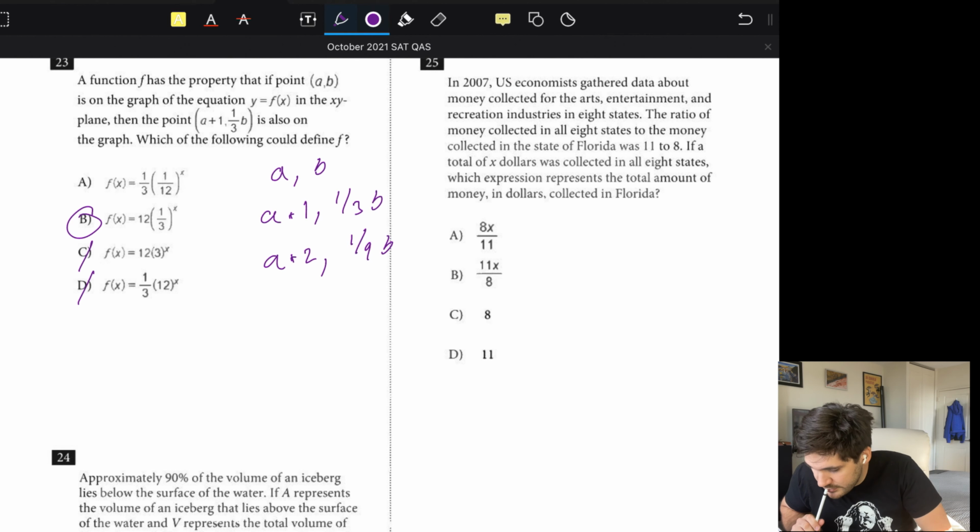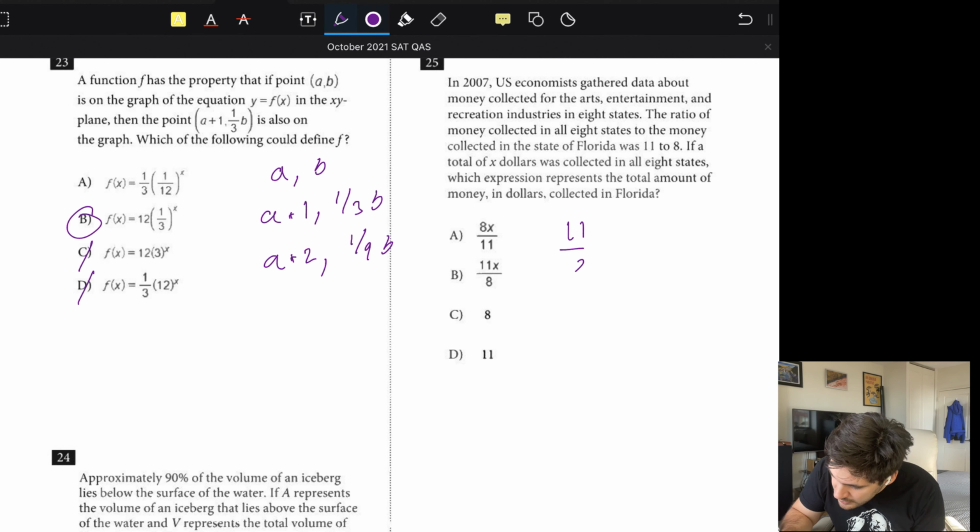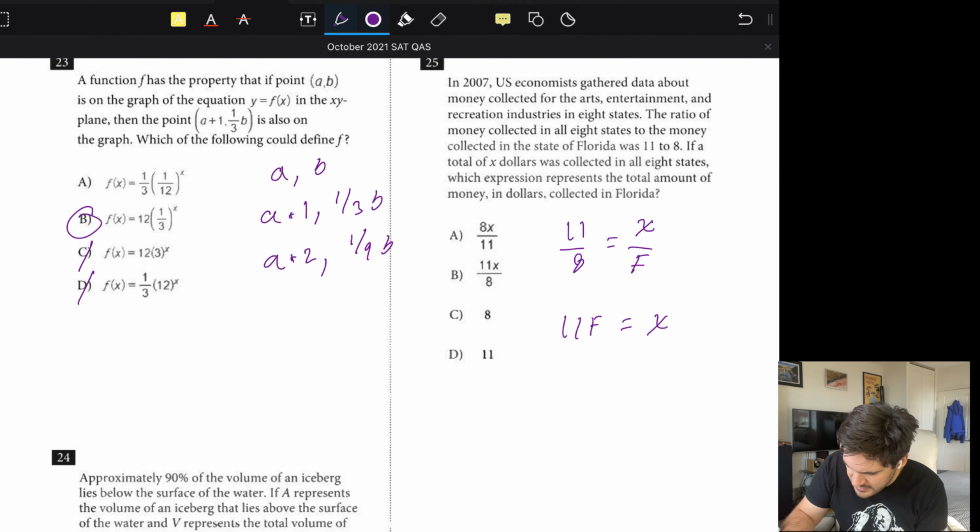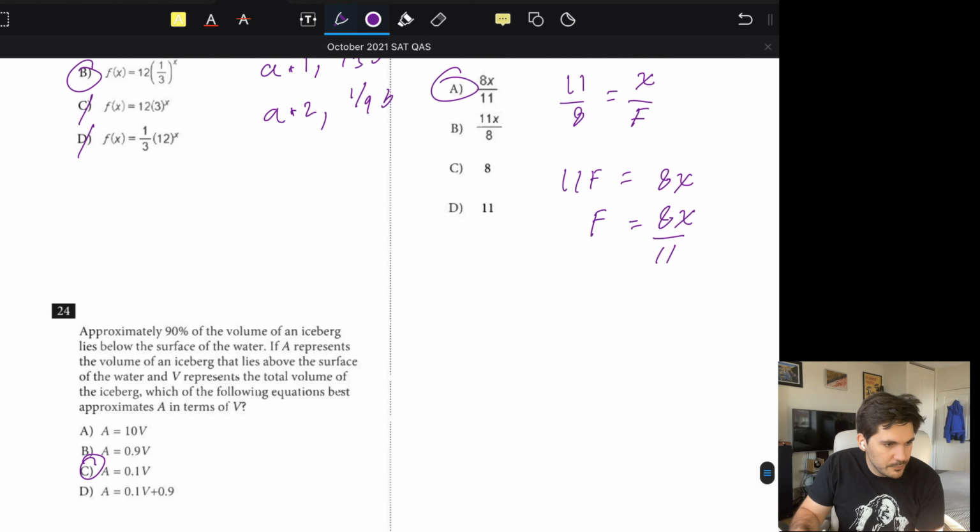The ratio of money collected in all eight states to money collected in the state of Florida was 11 to 8. So 11 to 8 has to be equal to x over F, let's say F is whatever is in Florida. Which means that 11F equals 8x. So Florida would have to be 8x over 11. Cool.